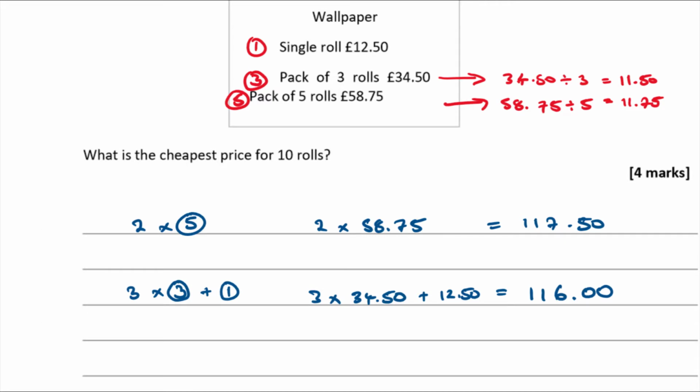So getting 3 of the 3 packs and 1 single. And that's necessarily going to be cheaper than the other options, isn't it? Because we know that the 3 packs are the cheapest overall. So let's just state that the cheapest price is £116. Okay.